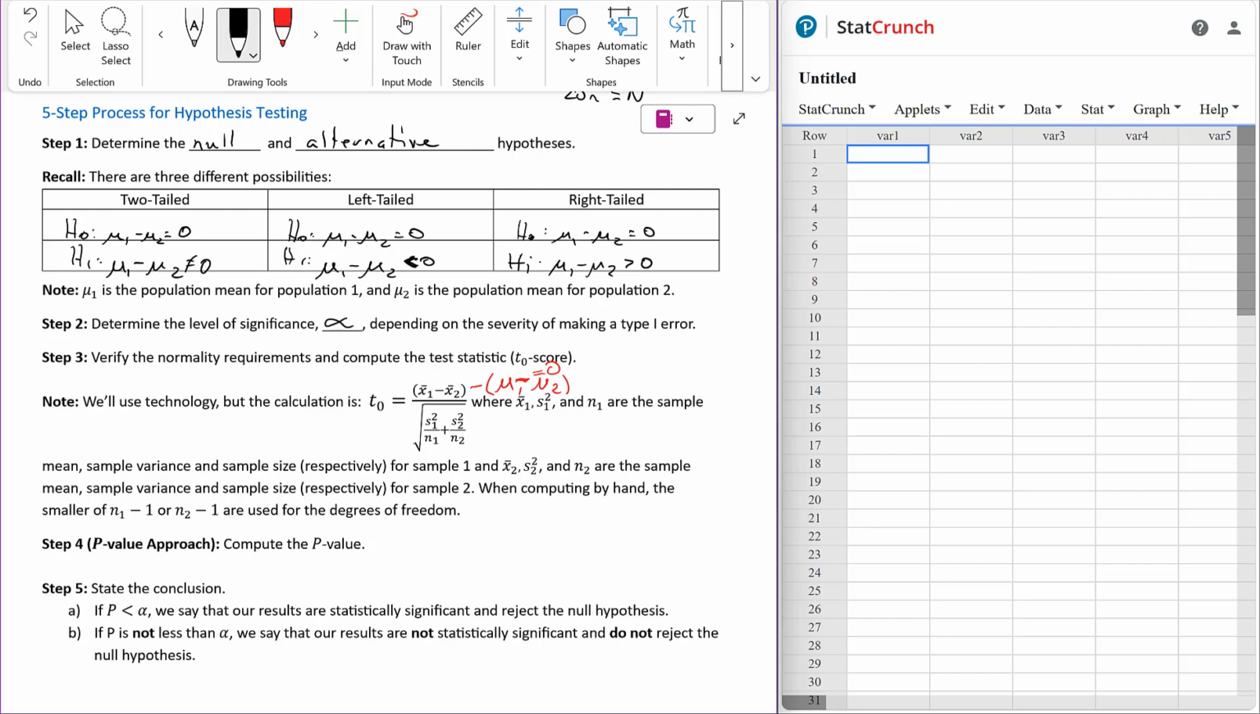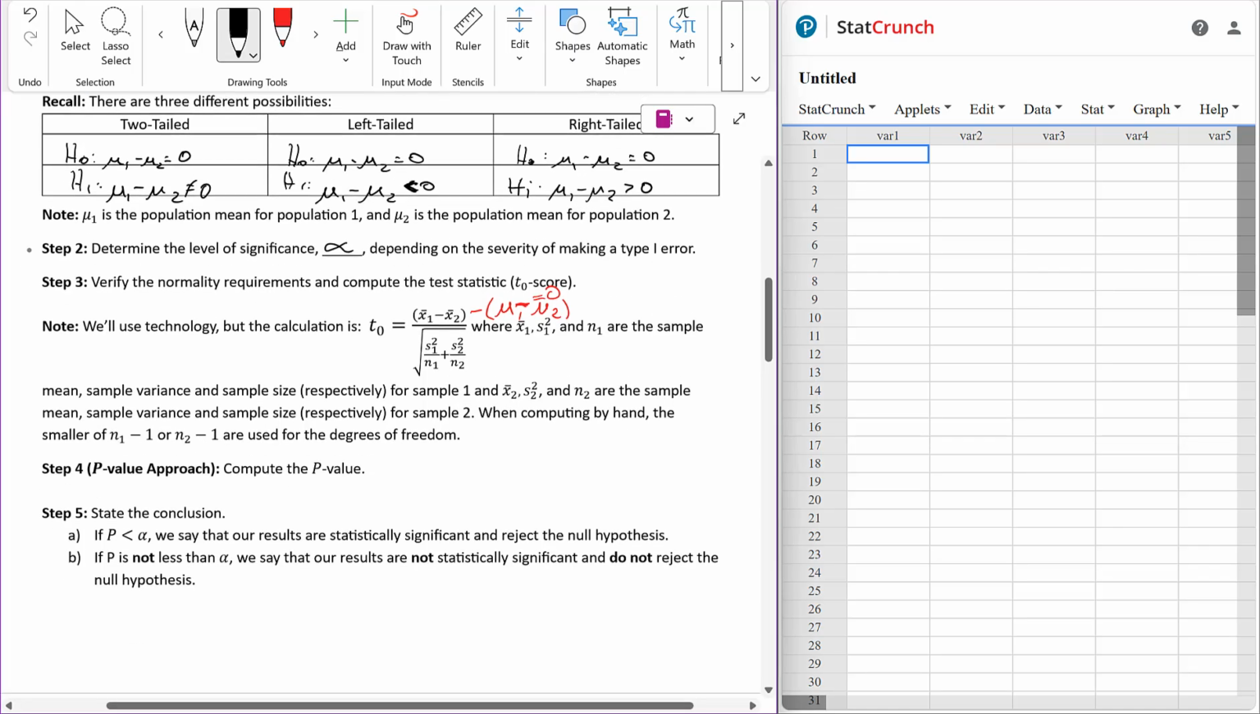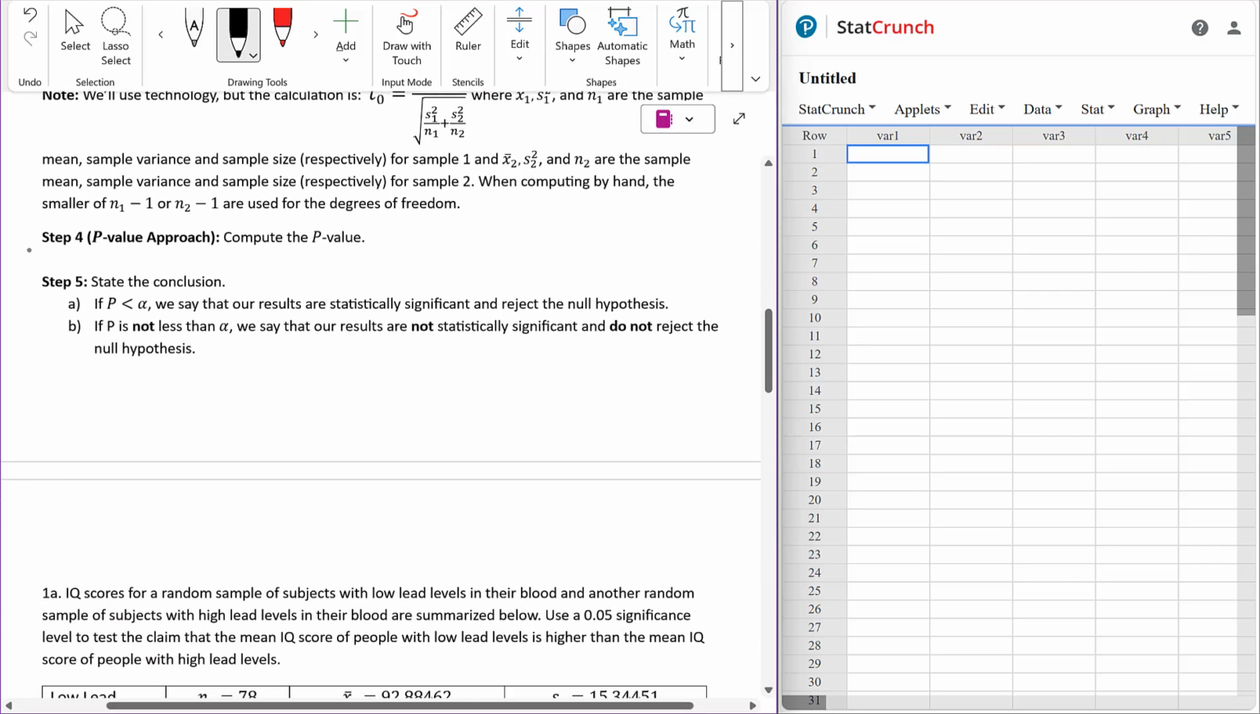Where for this one, this x sub 1 bar, s sub 1 squared, and n sub 1 are the sample mean, sample variance, and sample size respectively for sample 1. And x sub 2 bar, s sub 2 squared, and n sub 2 are the sample mean, sample variance, and sample size respectively for sample 2. When computing by hand, the smaller of n sub 1 minus 1 or n sub 2 minus 1 are used for the degrees of freedom, but we'll be using the tech for it, so it'll do its own calculations.